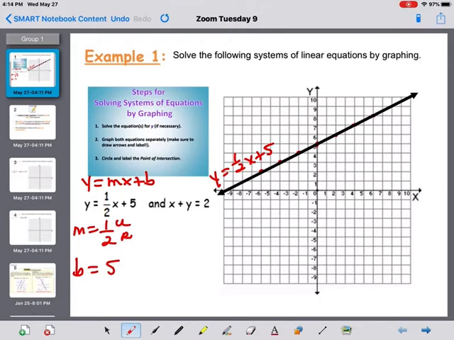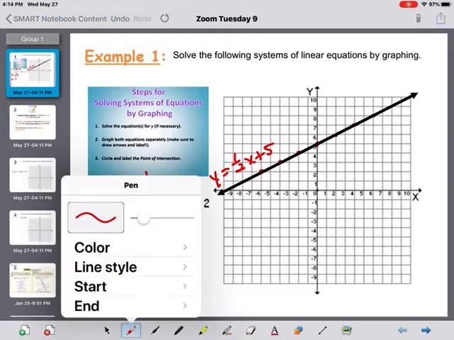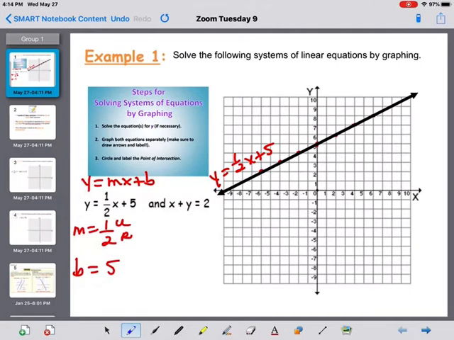So in the past, a couple of months ago, we graphed linear equations on coordinate planes, and we were only responsible to graph one line. The difference here is that we're now going to graph a second line. If I take a look at my second equation, I have x plus y equals 2, which is not in slope-intercept form. So I need to decide what needs to be done to get that y by itself. Since I have a positive x on the same side as the y, I'm going to subtract x on both sides. That leaves the y by itself.